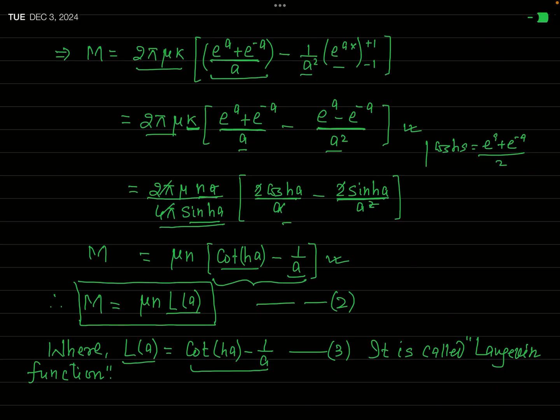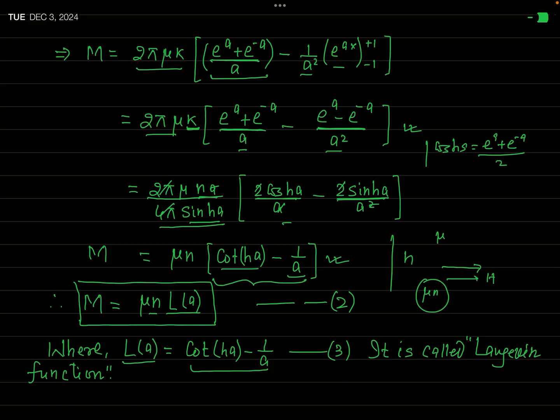In fact, you can see this. What is this mu n actually? n is the total number of molecules or atoms, or you can say atomic or molecular dipoles in unit volume of the substance, and mu is the magnetic dipole moment of each molecule or atom. So when all the atoms are along the line of H, then what will be the total magnetic moment of unit volume? That will be simply mu into n.